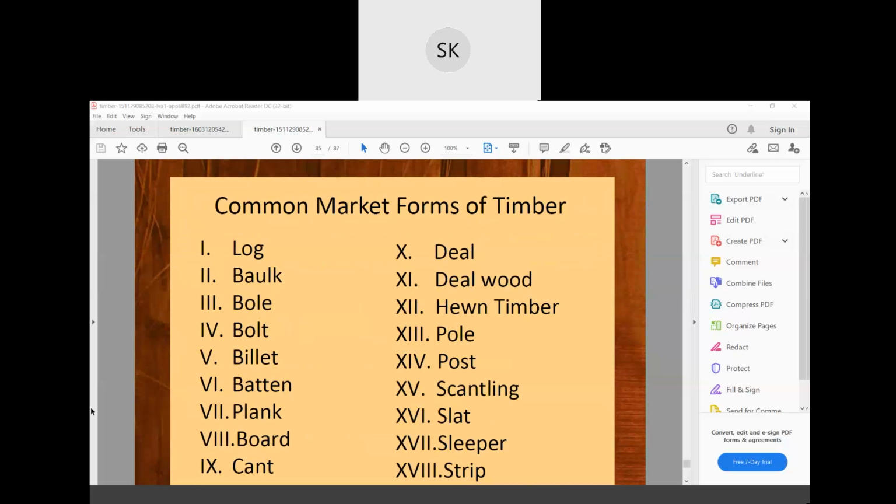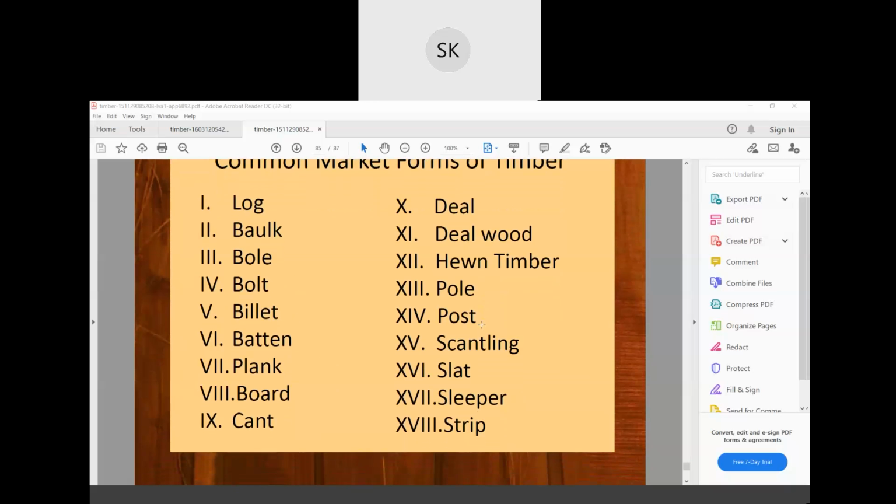Common market forms of timber. Yes, these are the common market forms. This is usually available for doors, windows, and furniture and all. Log, dealwood, bulk, bowl, bolt, billet, batten, plank, board, cant, strip, sleeper, slat, scantling, post, pole, haven timber, dealwood, and deal. So these are some common market forms of timber.